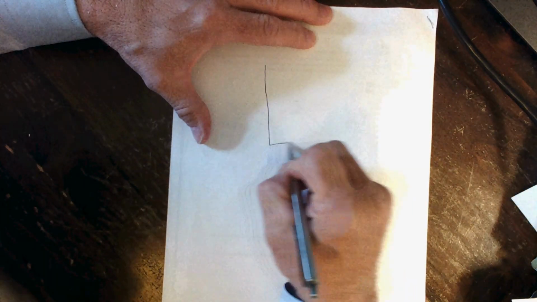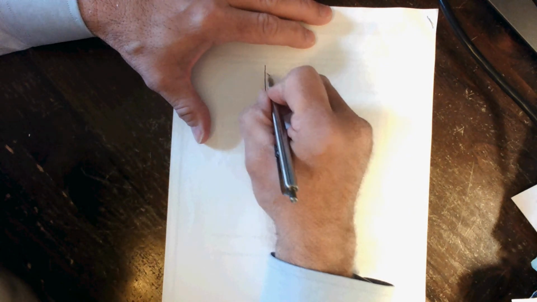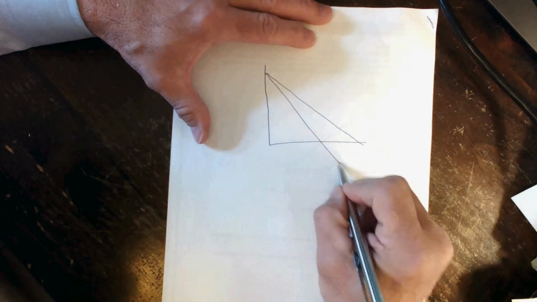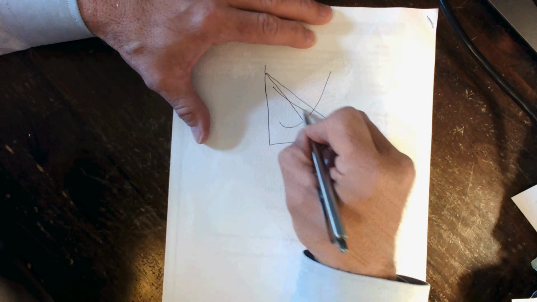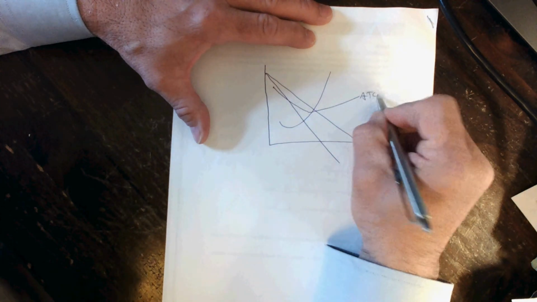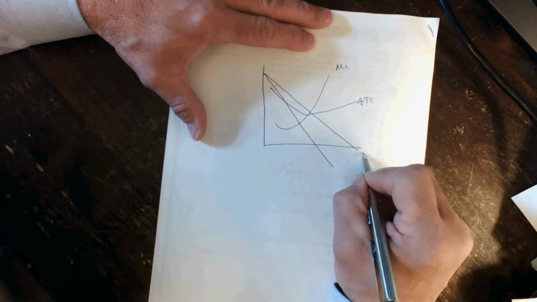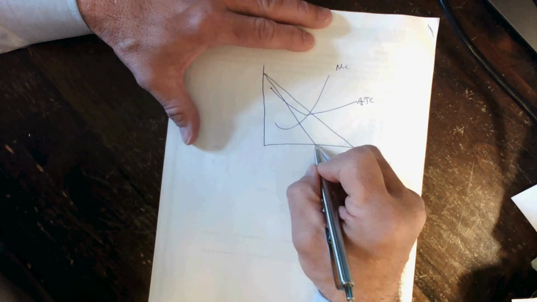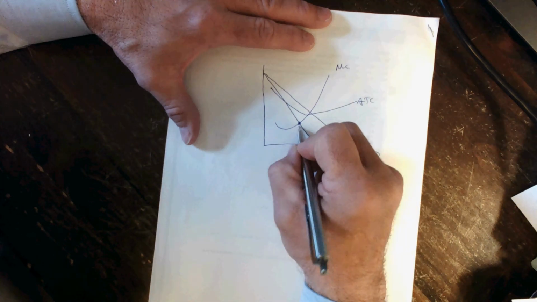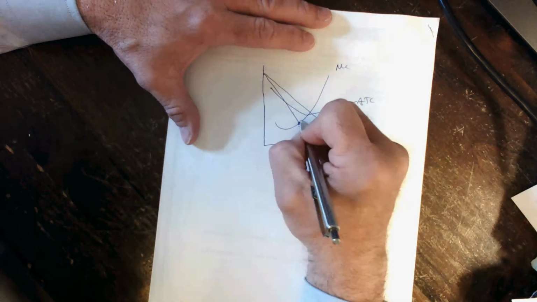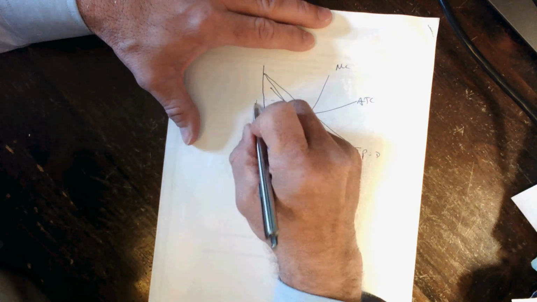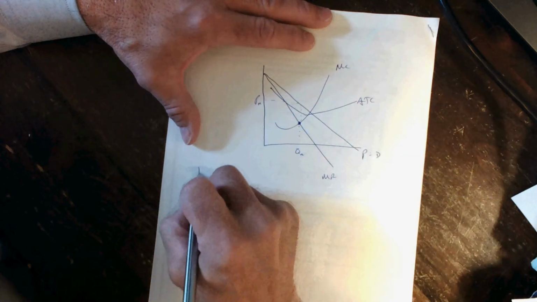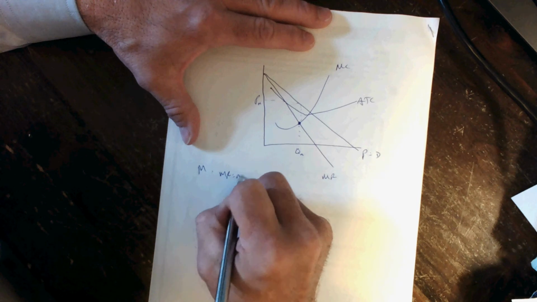Just to review, there could be a question on a test like this. Let's just do a standard monopolist. A monopolist will produce where marginal cost equals marginal revenue, go down. Quantity monopolist, go up. Price monopolist. Monopolist, marginal revenue equals marginal cost.